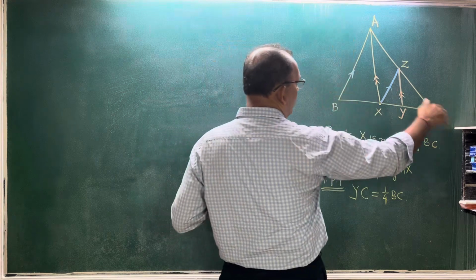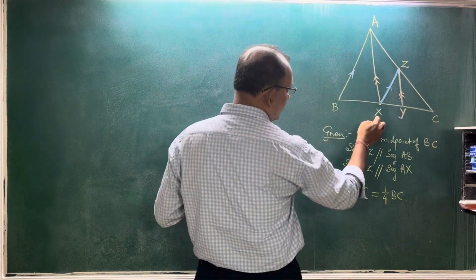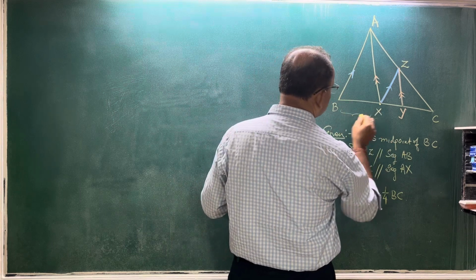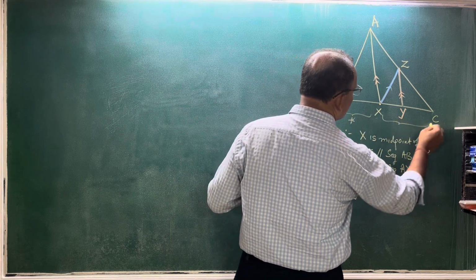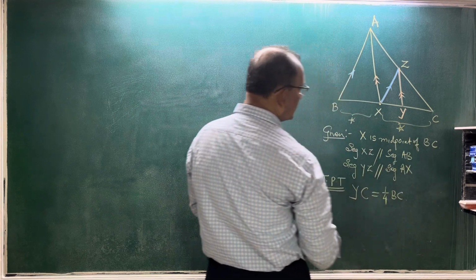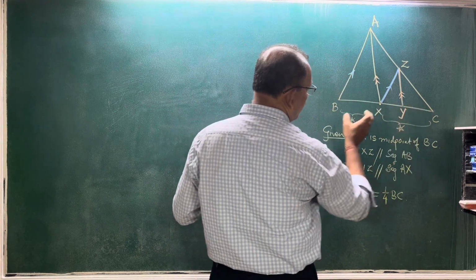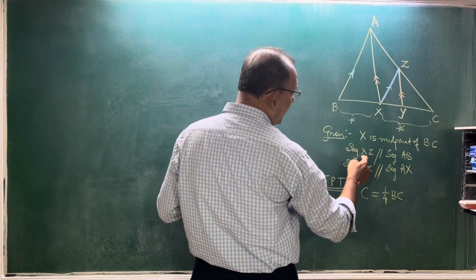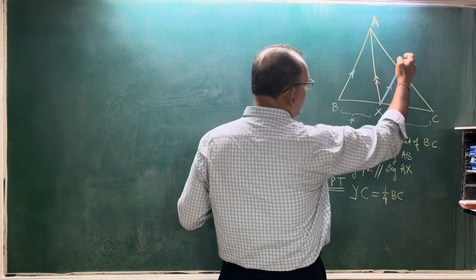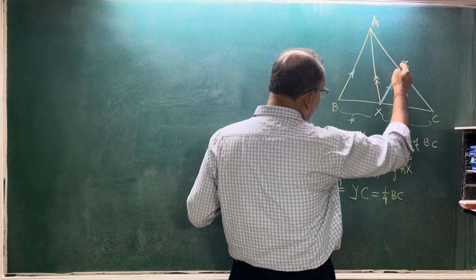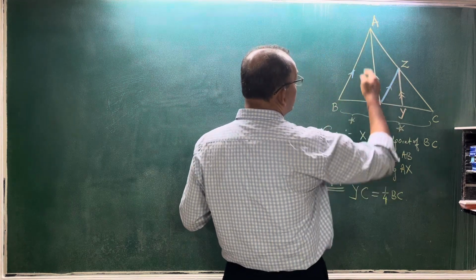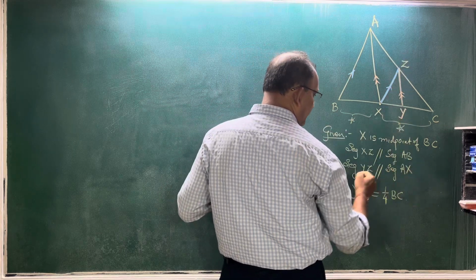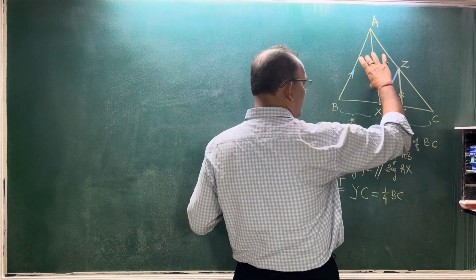In triangle ABC, we have X midpoint. X is midpoint of BC. Therefore, I marked this something. And then they have mentioned this XZ. XZ is parallel to this blue segment. Can you see? XZ is parallel to AB, and YZ is parallel to AX.